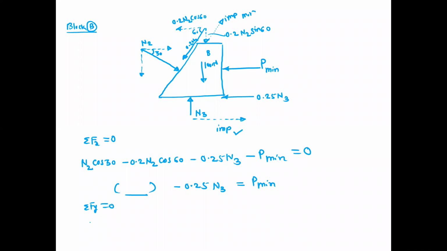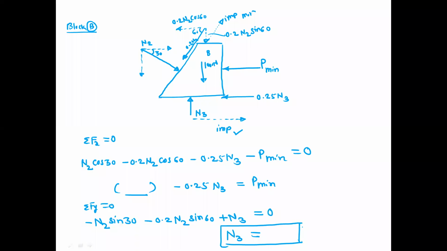So for summation Fy, minus N2 sine 30 minus 0.2 N2 sine 60 plus N3 is equal to 0. So get the value of N3 from this equation. Okay, and put this value of N3 in the equation of P minimum. Okay, and get this value of P minimum. So this will be your final answer.